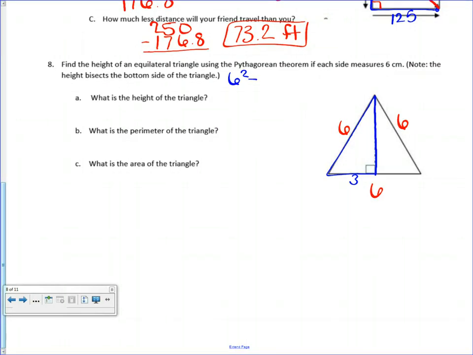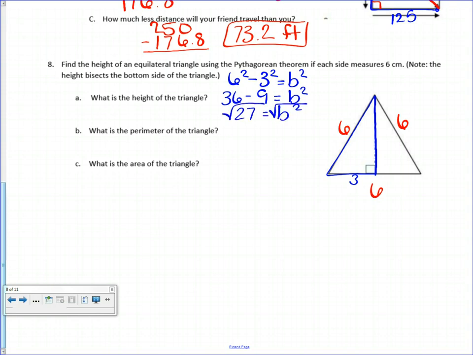So to find the height of the triangle, it's going to be 6 squared minus 3 squared equals b squared. So 36 minus 9 gives you 27. And then last, you're going to square root. The square root of 27 to the nearest tenth is 5.2. So the height of the triangle is about 5.2 centimeters. What is the perimeter of the triangle? So to find that, we're just going to add up each side. So 6 plus 6 plus 6, or 6 times 3, 18 centimeters.